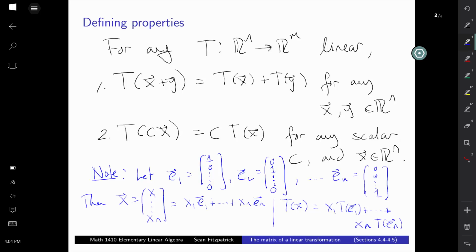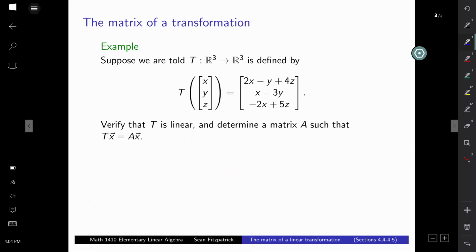But we can also work out what the matrix is, because remember that the value of T on each of these, T of E1, that's going to be the first column of A, T of E2 will be the second column of A, and so on. Okay, so here's an example.